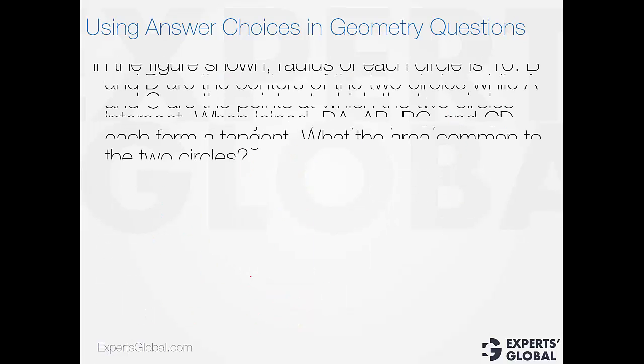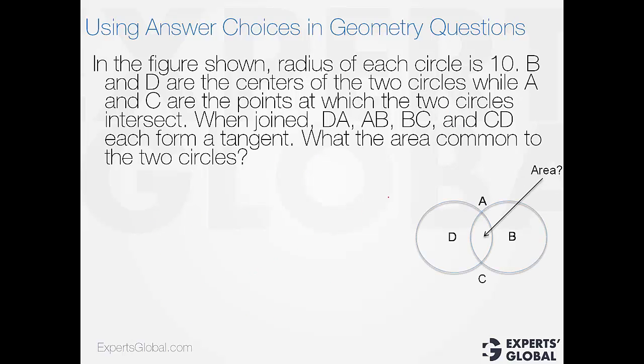Okay, some more. So this is another very difficult question here. It's given that these are 2 circles. These are the centers, and when you join these points, they all become tangents. This is what is given. If you try solving it mathematically, you may be able to solve it, you may not be able to solve it, but by approximation you'll at least be able to make an educated guess.